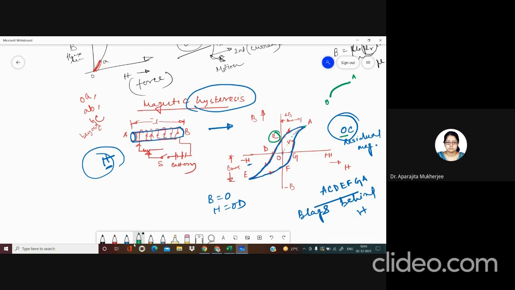Now again, if the current keeps flowing, the magnetizing force is reversed, and then if the current is increased in the negative direction, it will flow until the induction density B becomes 0, and whenever B equals 0, we can say that H equals OD. This is enough to neutralize the residual magnetism. And if this force is further increased to the previous maximum value, then we get this kind of curve.